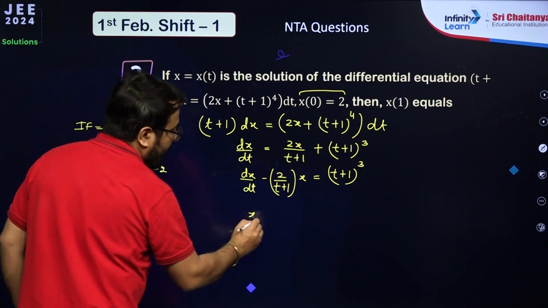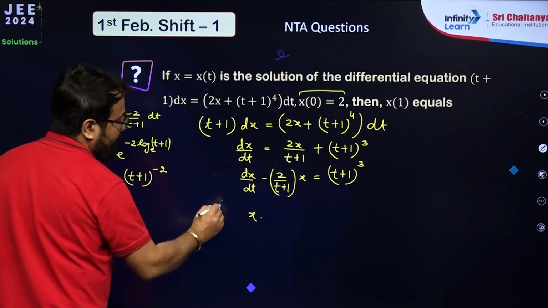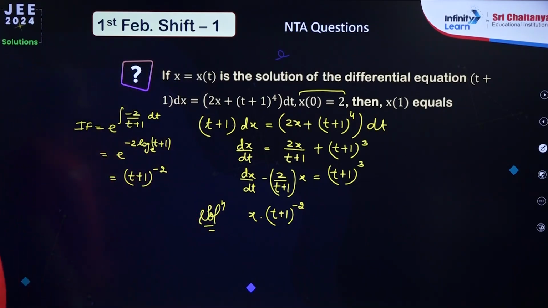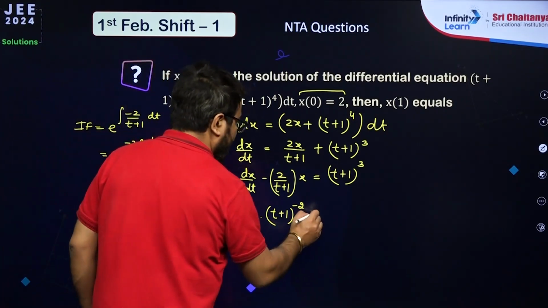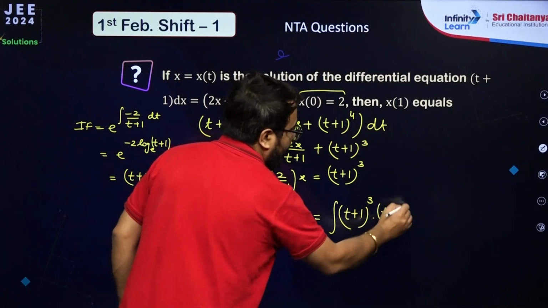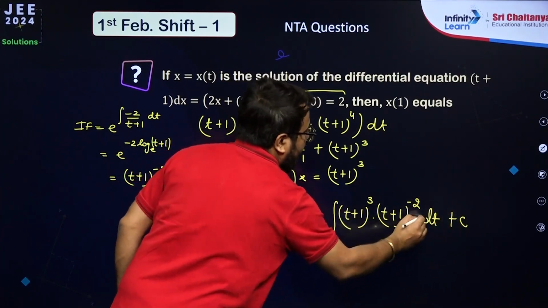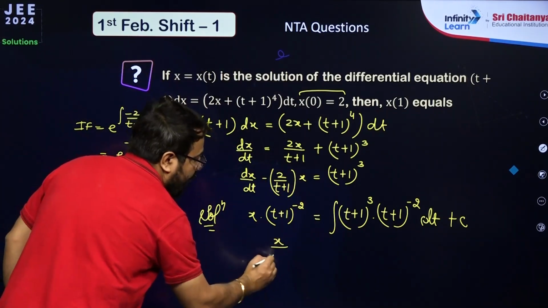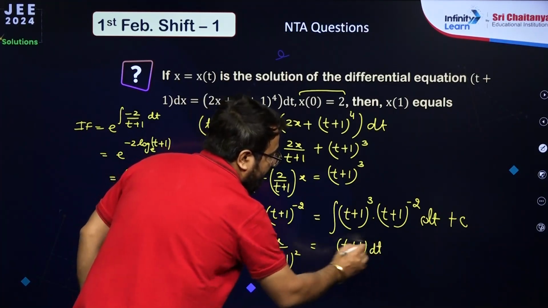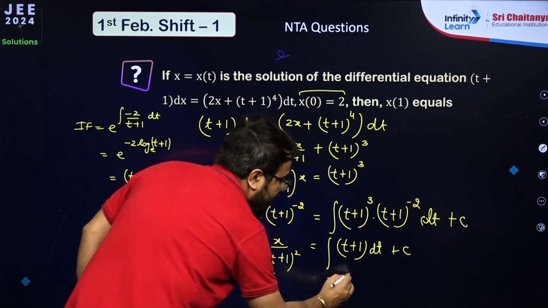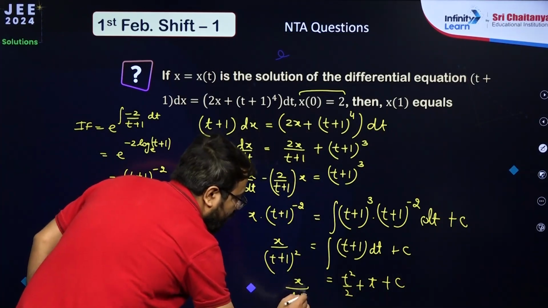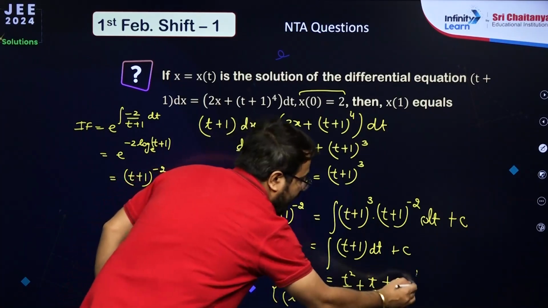Then it is x into integrating factor. Solution I am writing directly. x into integrating factor is equal to integration of q into integrating factor, and then finally it is added with c. So here it is x upon t plus 1 whole square. In the right hand side it is only t plus 1 dt and then plus c. So this becomes t square upon 2, then plus t and then plus c. I hope you are able to understand this.